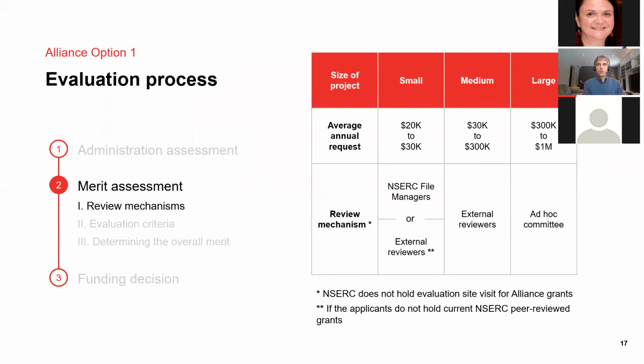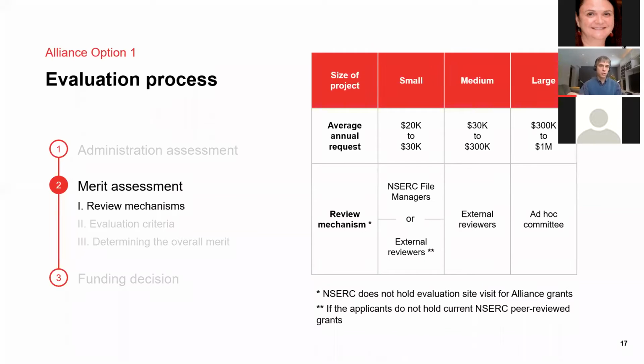In terms of the evaluation process, it's a risk-based process depending on the level of funds that are requested, and that's what determines the risk, not the scientific risk of the project, but the financial risk, basically. So small proposals asking between 20 and 30K per year are reviewed internally, provided that the applicants and the co-applicants have successfully been peer-reviewed by NSERC before. If either the applicant or one of the co-applicants has not, then it's going to go to external reviews.